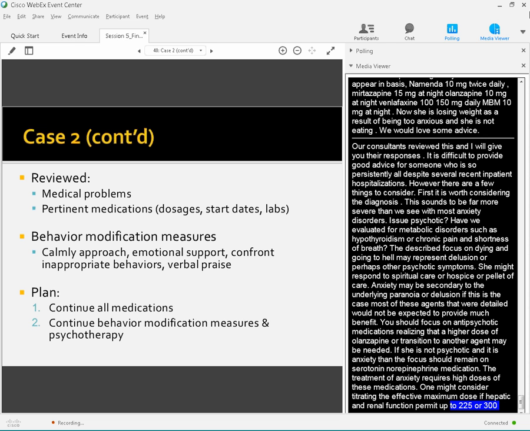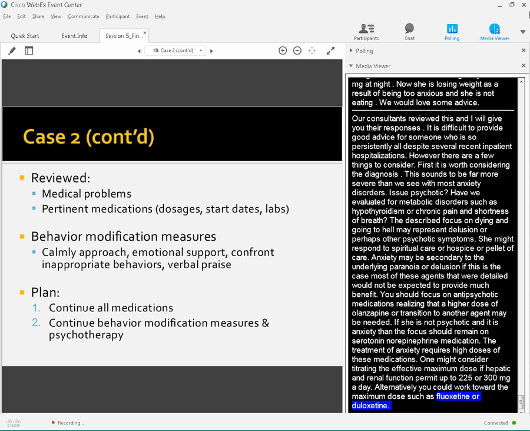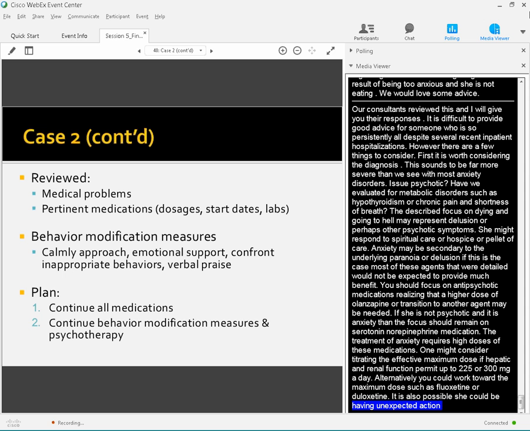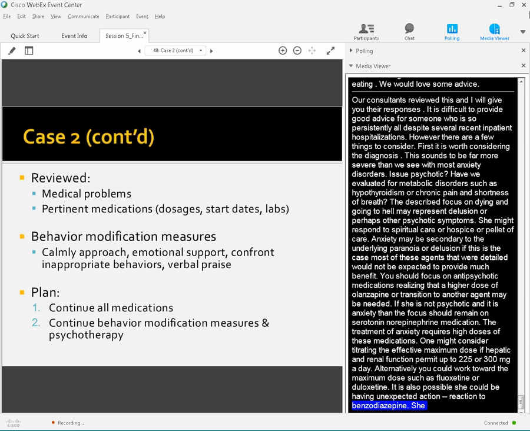It's also possible that she could be having an unexpected reaction to the benzodiazepines. She appears to be on 2 different benzodiazepines plus Ambien. We would encourage simplifying that regimen to a single agent.